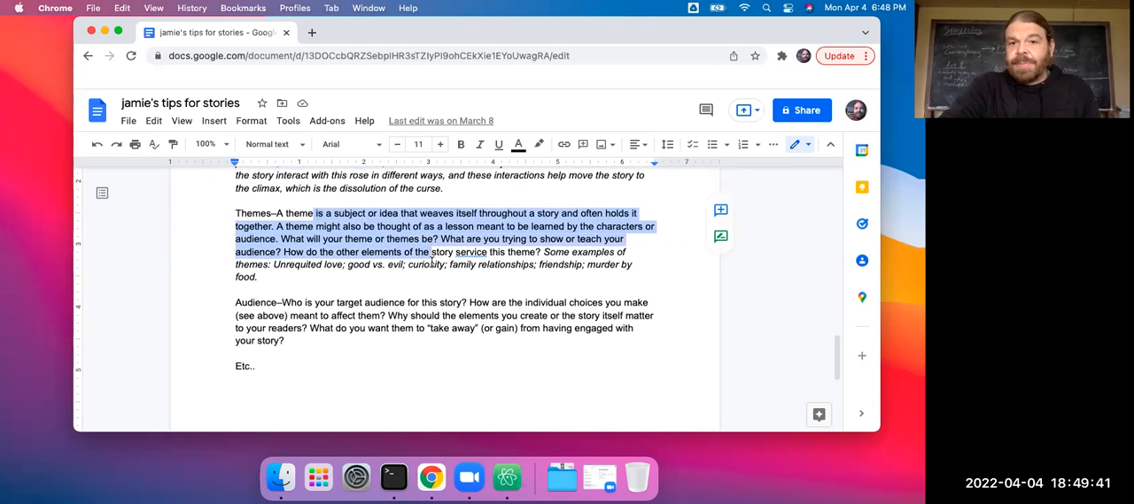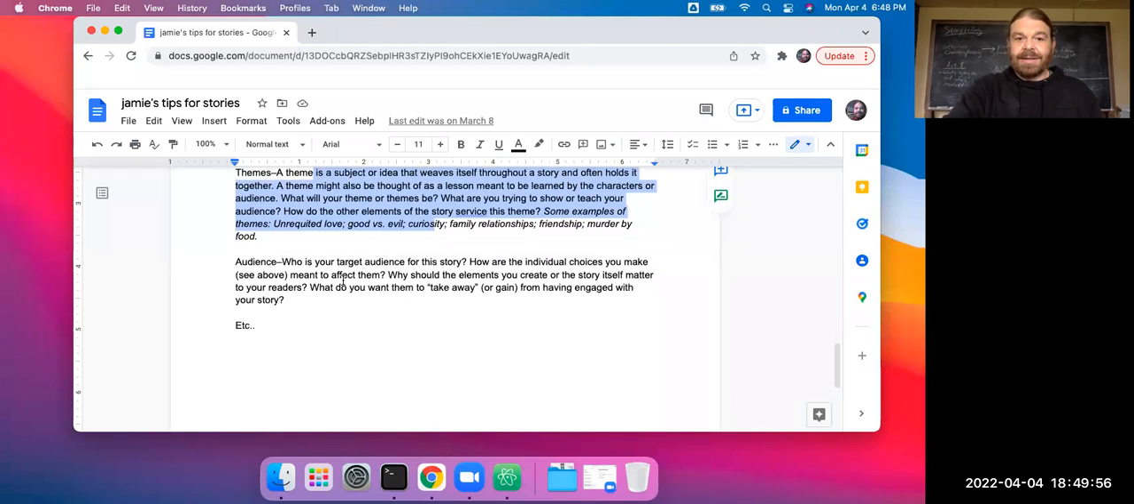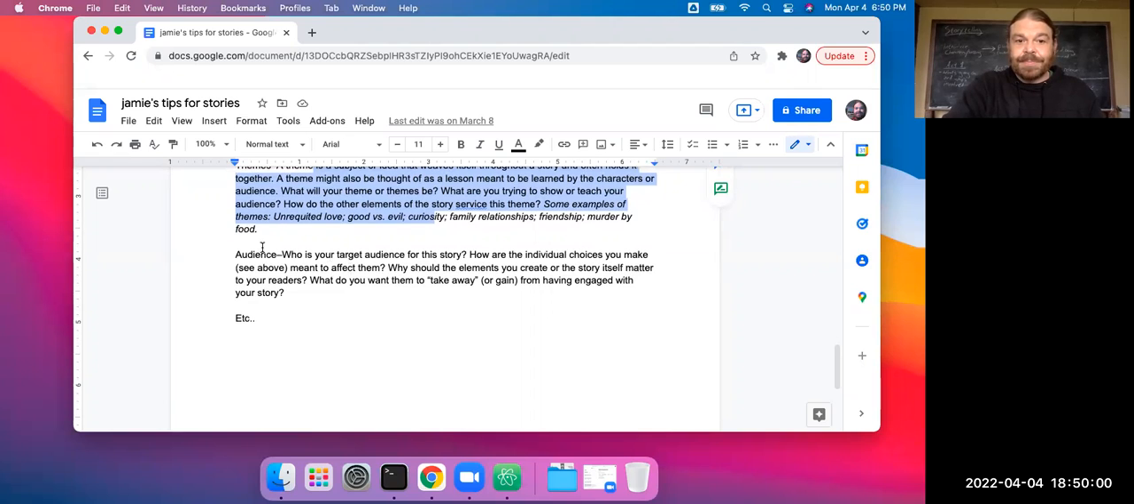The themes, the repeated tendencies that keep everything flowing as a whole. Y'all can read through that. Fairly straightforward. You probably already knew what themes are.